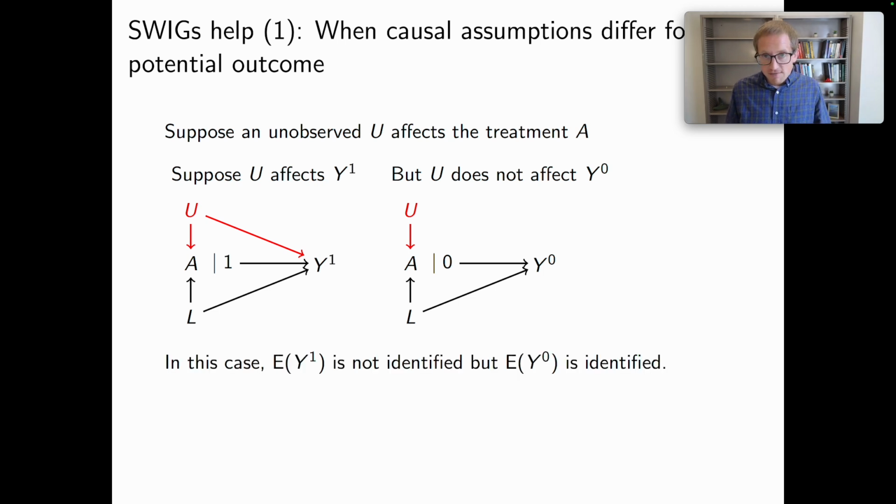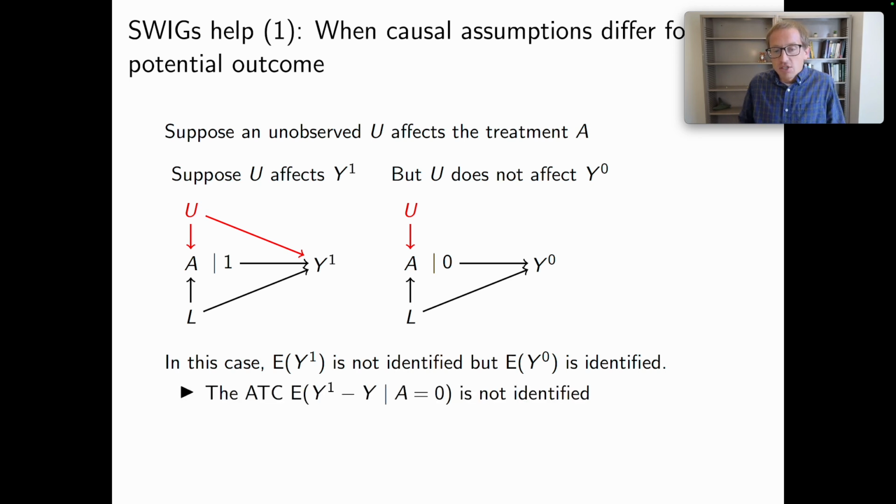In short, the expected value of the outcome under treatment here is not identified because, after all, it is related to the treatment by this backdoor path through U. But the population mean of Y0 is identified here because the only backdoor path between A and Y0 flows through L, and L is a measured confounder that we're able to adjust for. So this means in this particular setting, the average treatment effect on the control, or the units that didn't receive the treatment, is not identified.